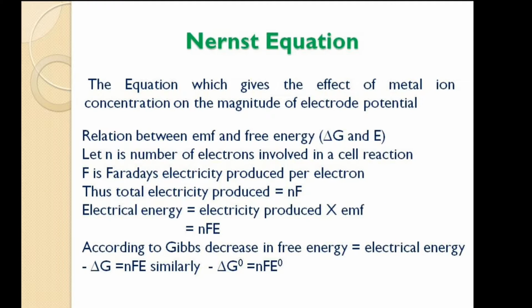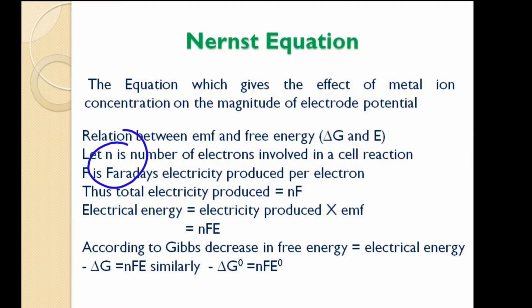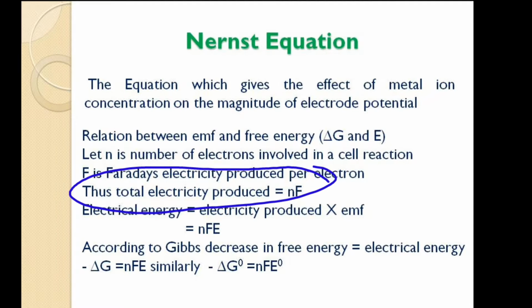Whereas if Al is dipped in its salt solution, Al3+, then the reaction may be Al gives Al3+ plus 3 electrons. So in this cell reaction, the number of electrons is 3. So let us suppose that n is the number of electrons involved in a cell reaction, and F is the Faraday's electricity produced per electron. So for 1 electron, if Faraday's electricity is F, then for n electrons, it is nF. So electricity produced is nF.